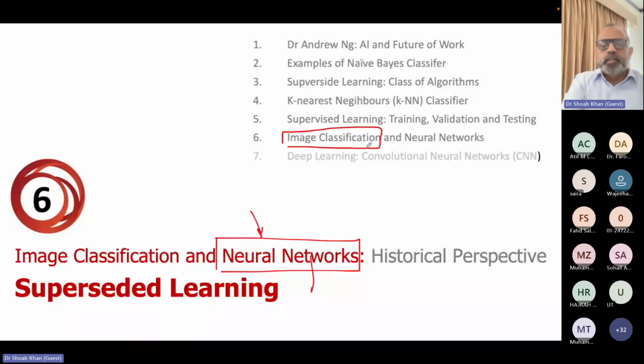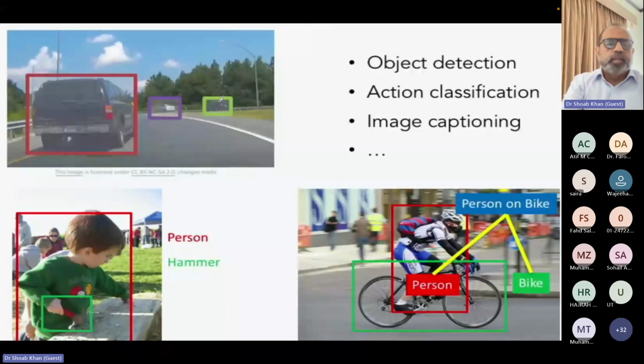So let's find out what there is in image classification. There are different ways to look at the problem. One is that you are just trying to identify that there is an object: object, object, object. Then you may have objects divided into classes, like a person and a hammer, and you may want to find the action classification, that is, what the person is doing. There is a relationship: a person on a bike is a person on a bike, so this is the action. And you can do image captioning. So there are a lot of things that can be done.